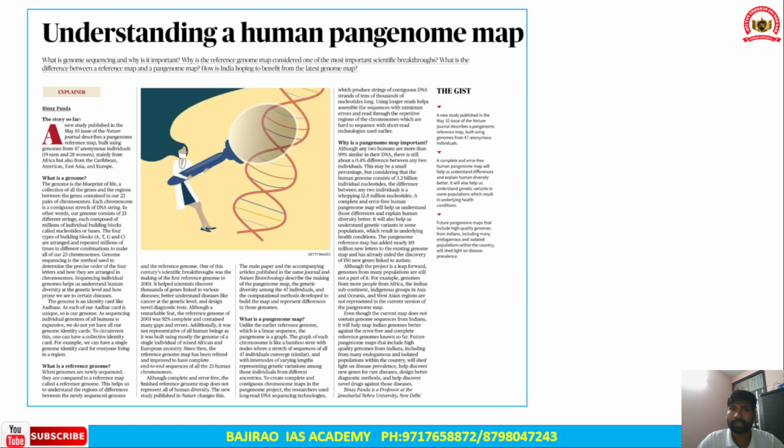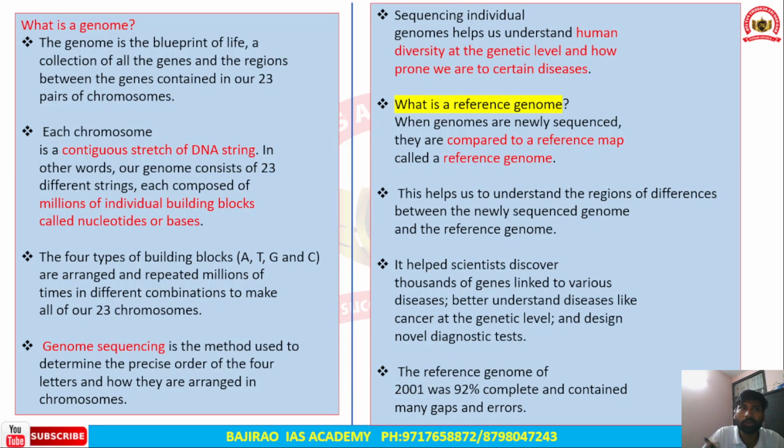Now the next article is with respect to the pan genome map. Before actually understanding the pan genome map, we need to understand what a genome is. The genome is a blueprint of life, a collection of all the genes and the regions between genes, contained in our 23 pairs of chromosomes. So the human genome contains 23 pairs of chromosomes, and chromosomes contain the genetic material.